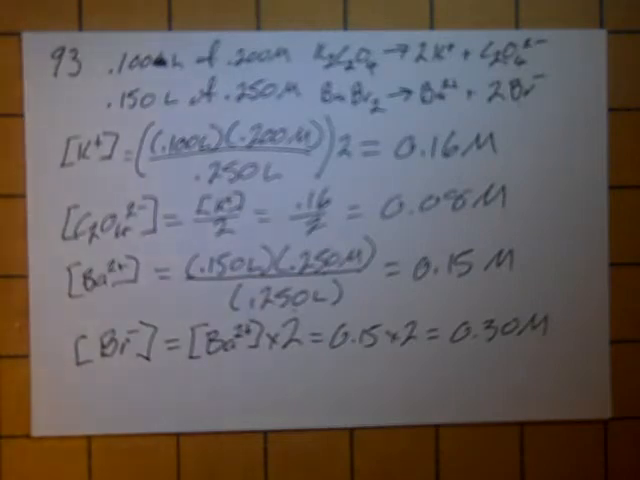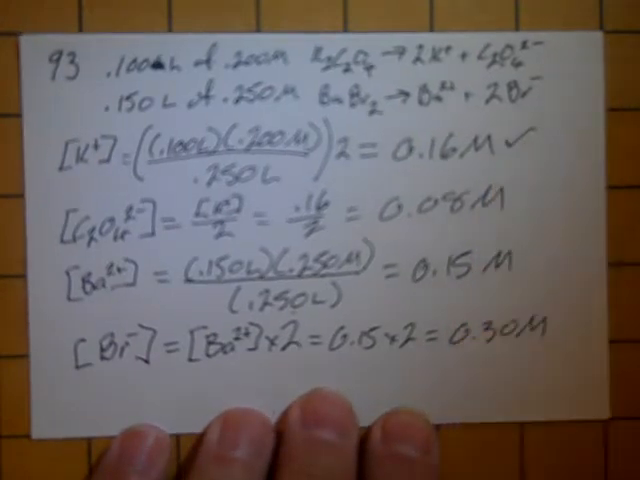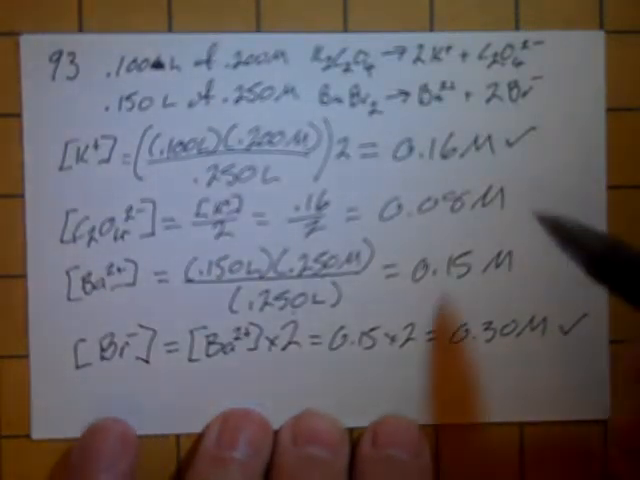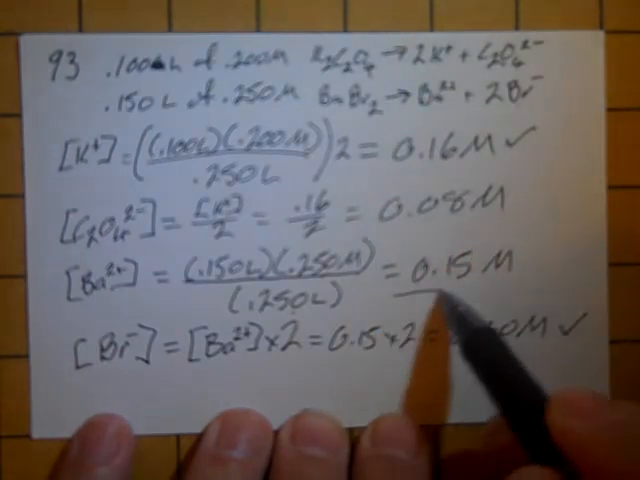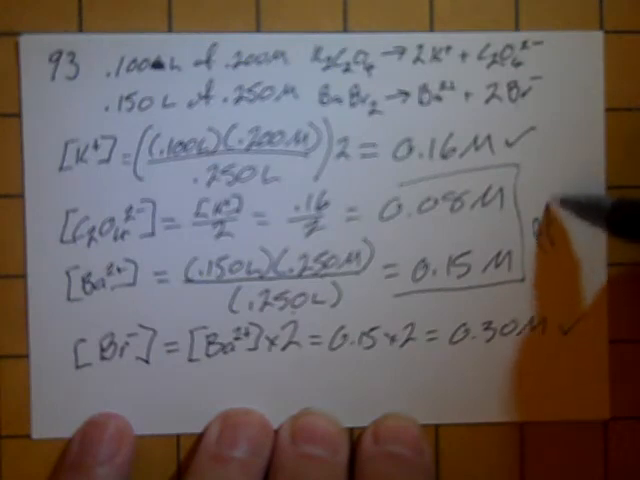Now at this point, we are done with the ones which are spectator ions. So we are done with potassium. Its final concentration will be 0.16, and we are done with bromide. Its final concentration will be 0.30. It's these two here that will form a precipitate.